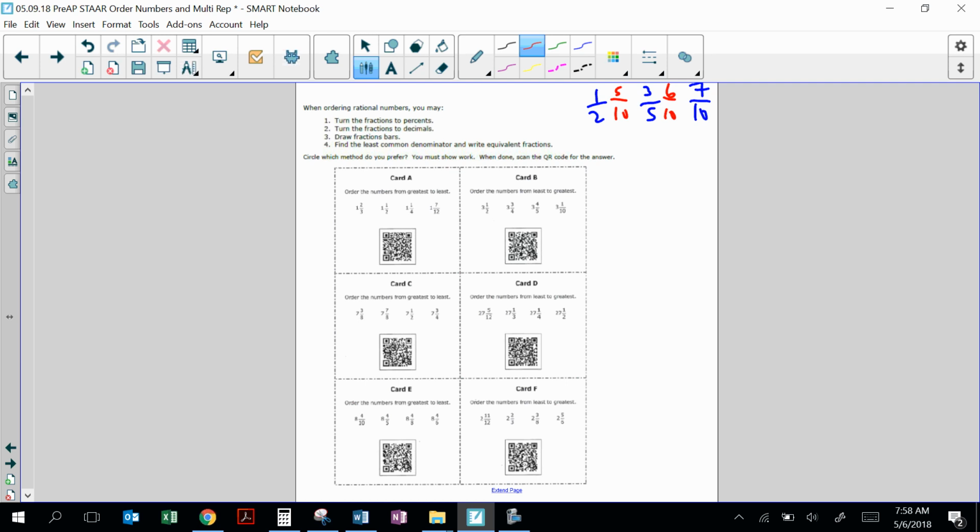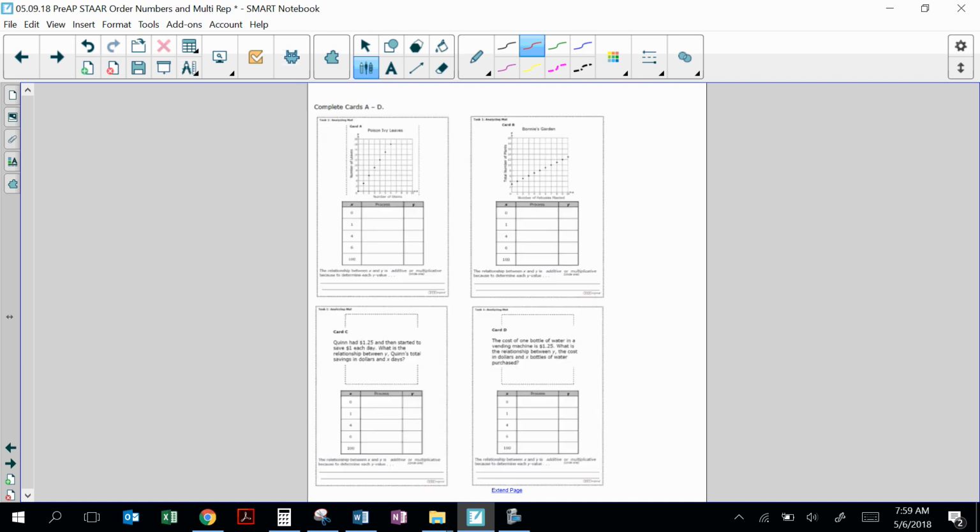So what do you like doing? Circle which method you prefer. Do you like percents, decimals, fraction bars, estimate, I forgot to write estimate here, or least common denominator? Then what you're going to do is you're actually going to show the work. You literally will show me the work. I expect to see this tomorrow. Then you'll scan the QR code when you're done with all of these. So you will need a device. You will scan it. If you don't have a device, ask someone to check with, and it will tell you the answer. Next part is you're going to answer A, B, C, and D.